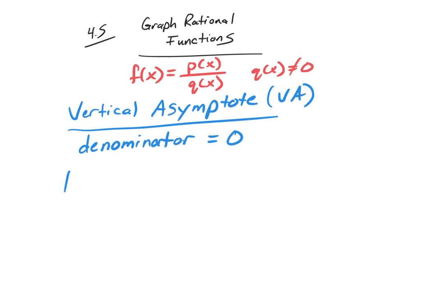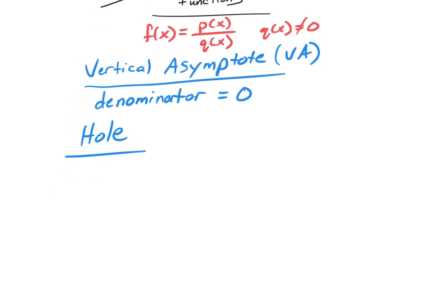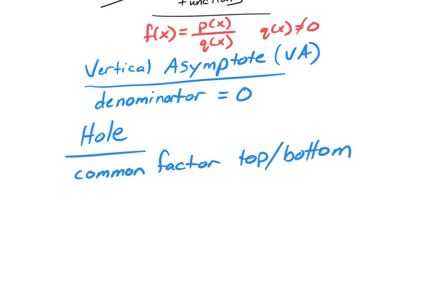Okay, another one is a hole. A hole goes right along with a vertical asymptote, so these kind of go hand in hand a little bit. But if you have a common factor on top and bottom, then we'll take that common factor and set it equal to 0. So I might have like an x plus 2 on top and an x plus 2 on bottom. I would set x plus 2 equal to 0, and that would end up giving me a hole.